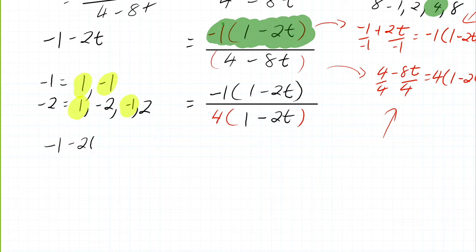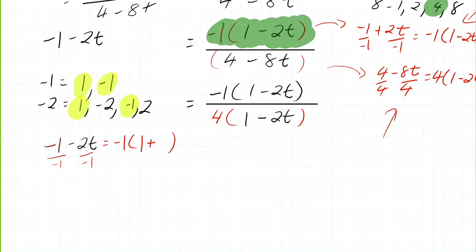-1 minus 2t. Okay, we're going to common factor. So we're going to take that -1 out. When we do that, we put it outside of the brackets. And essentially what we're doing is dividing each of the terms by that number. So -1 divided by -1 is any number divided by itself, like 5 divided by 5, 7 divided by 7. You're just going to end up with the number 1 in its place.